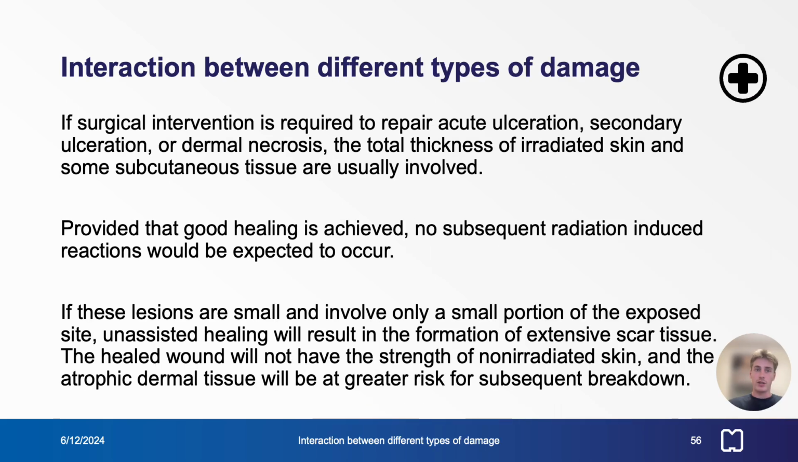If surgical intervention is required to repair acute ulceration, secondary ulceration or dermal necrosis, then the total thickness of irradiated skin and some subcutaneous tissue are usually involved. Provided that good healing is achieved, no subsequent radiation-induced reactions would be expected to occur. If these lesions are small and involve only a small portion of the exposed site, unassisted healing will result in the formation of extensive scar tissue. The healed wound will not have the strength of non-irradiated skin, and the atrophic dermal tissue will be at greater risk for subsequent breakdown.